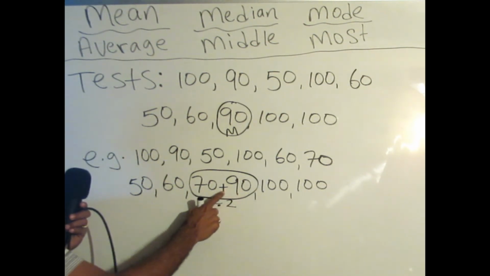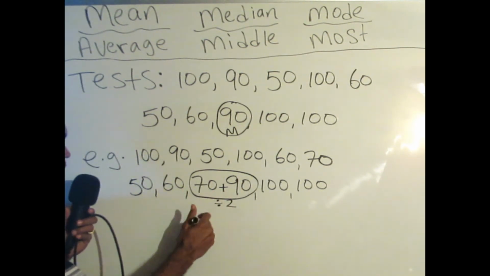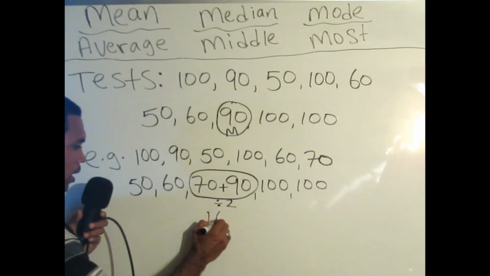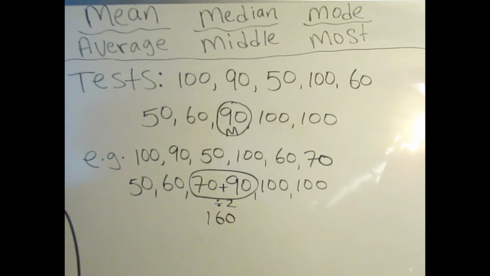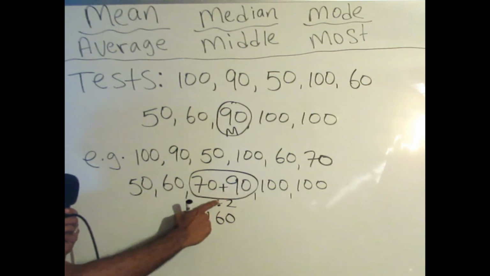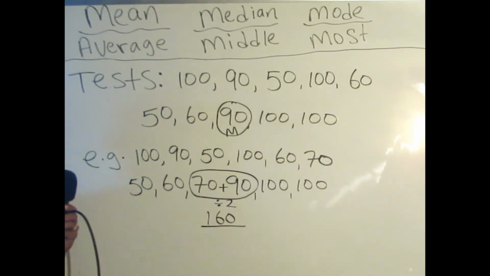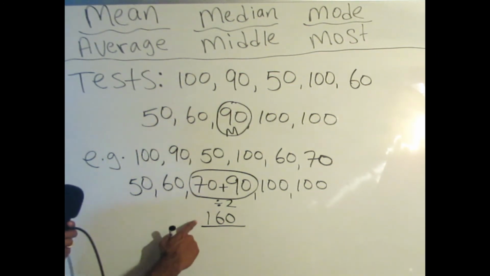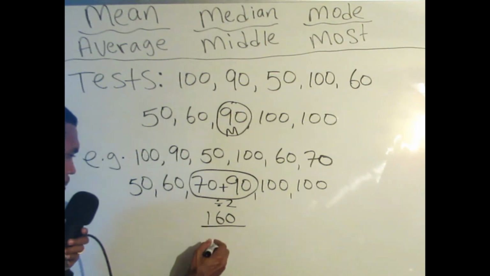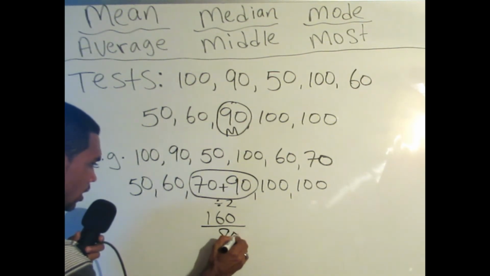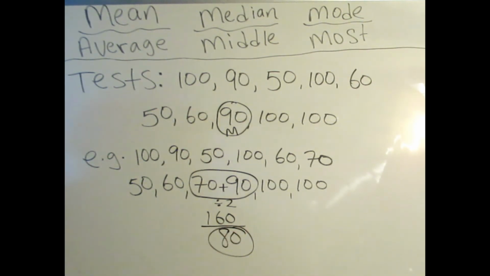So 90 plus 70 is 160. And the rule says after you add them, you will divide it by 2. So after we divide this 160 by 2, that will be our median. And when we divide 160 by 2, that will give us 80. So our median is 80.